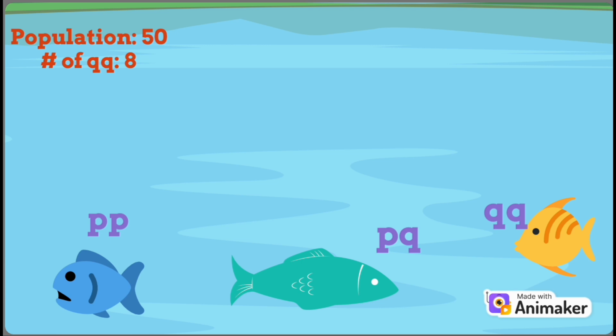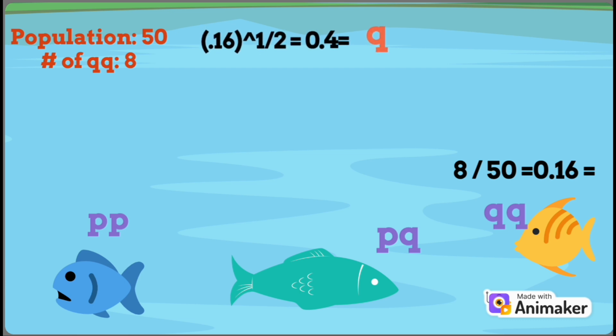The first step we take in order to use the Hardy-Weinberg equation is to find the frequency of q. To do this, we take the number of yellow fish and divide it by the total population. This would give us the frequency of the recessive homozygous genotype, which is 0.16. So to find the frequency of q, we need to find the square root of this, which is 0.4.